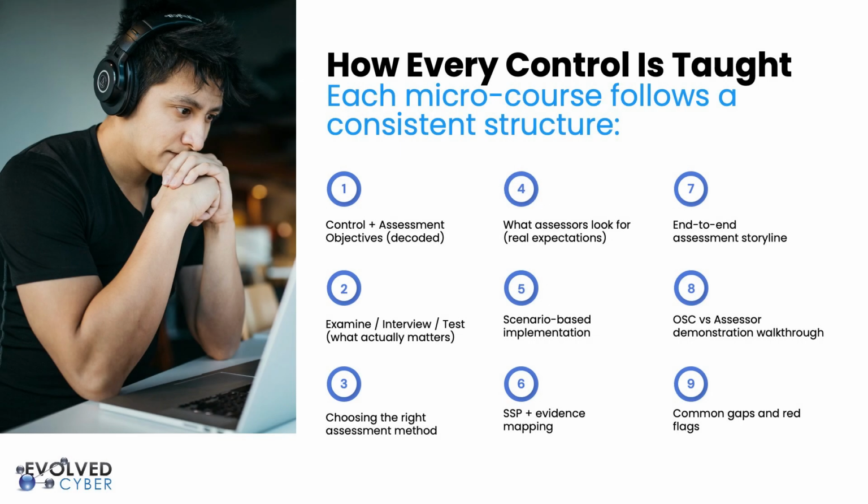Every control in this microcourse series follows a structured, repeatable format. We start with the requirement and break down the assessment objectives so you understand exactly what must be proven. Then we walk through how assessors evaluate the control using examine, interview, and test. From there, we show what assessors actually look for, how the control is implemented in a real environment, and how to build the defensible assessment storyline.